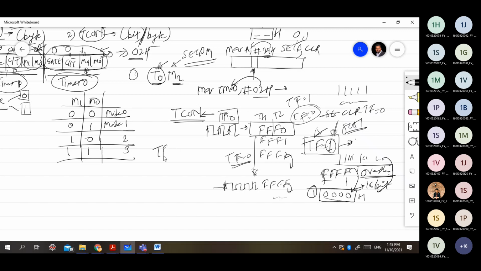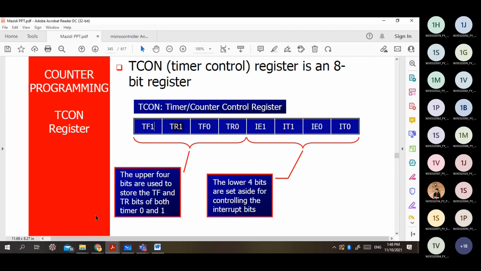And now in TCON we have two flags, TF1 and TF0. So simply, TF1 is used for timer 1 and TF0 is used for timer 0. Understood? TF1 is for whenever timer 1 overflows, that will be indicated by TF1 as 1. Okay? And whenever timer 0 overflows, that will be indicated by this TF0. Understood?